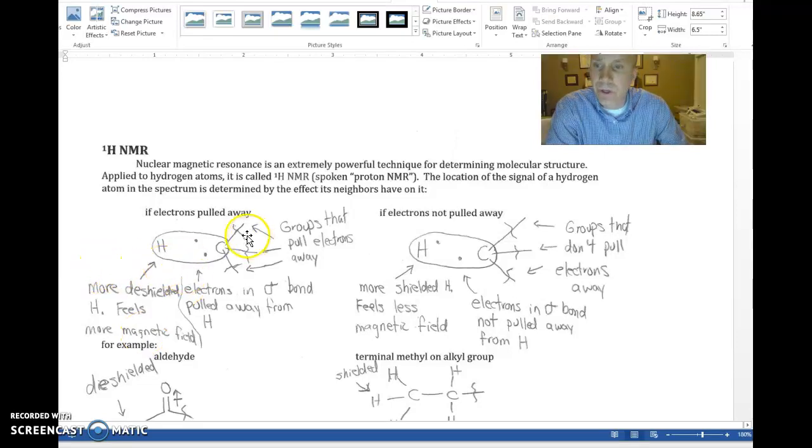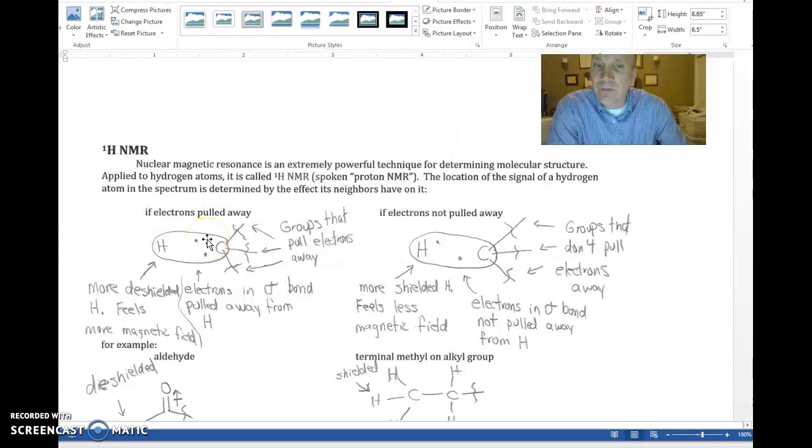So in this video, I wanted to go over a little bit about proton NMR, which is written 1H NMR. I know that you've had a little bit about this, but I wanted to just refresh a couple things on how to use this technique to identify organic molecule structures.